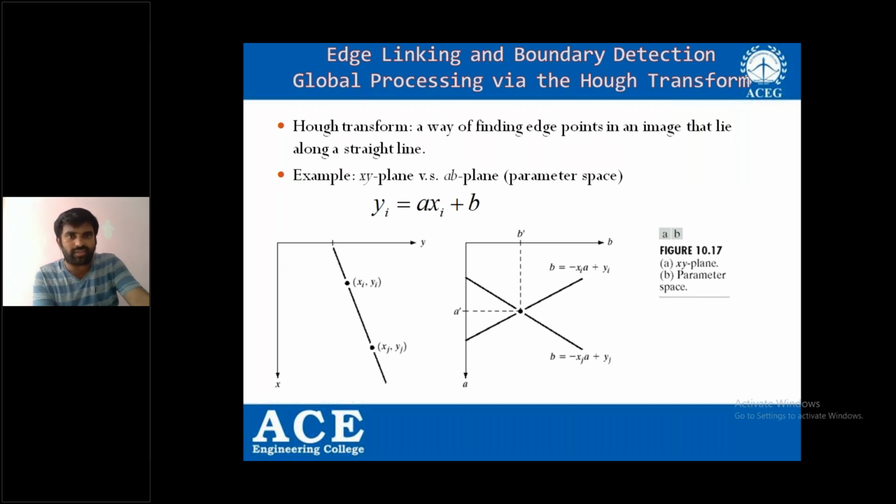Hough transform says what? For example, I have the pixel xi, yi, and another pixel xj, yj. If I draw the straight line, my target is what? By taking all the rest of the pixels in the image, let us take n pixels. That is, in the rest of the image, we have n minus 2 pixels, right? So all the pixels must be checked whether they lie on this particular straight line or not. So here it is a very difficult thing to check, right?